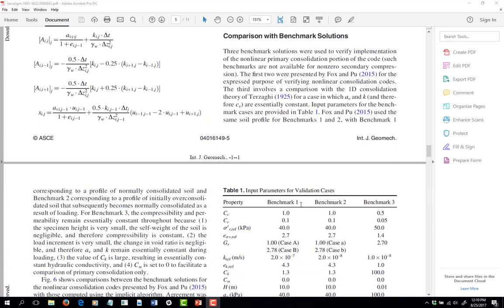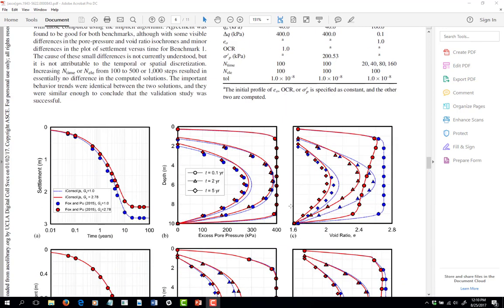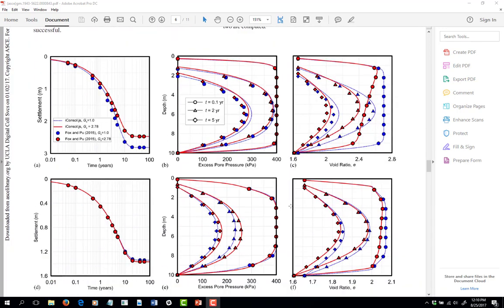All right, so I implemented the solution and first compared it with some benchmark solutions that were developed by Pat Fox. So he published a paper showing benchmark solutions using CS2. His solutions are shown here, Fox and Pu, 2015, using symbols, whereas my approximation of his solutions are shown using the solid red line or the dashed blue line. And this is just showing that we get essentially the same solutions. There are some minor differences here for part C, but for the most part, this is showing that the solution is validated.